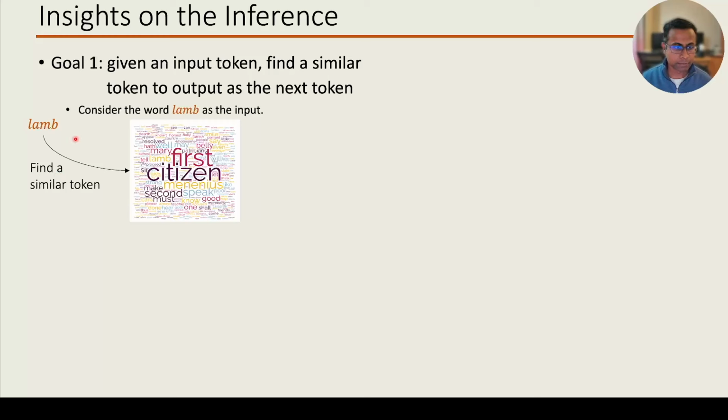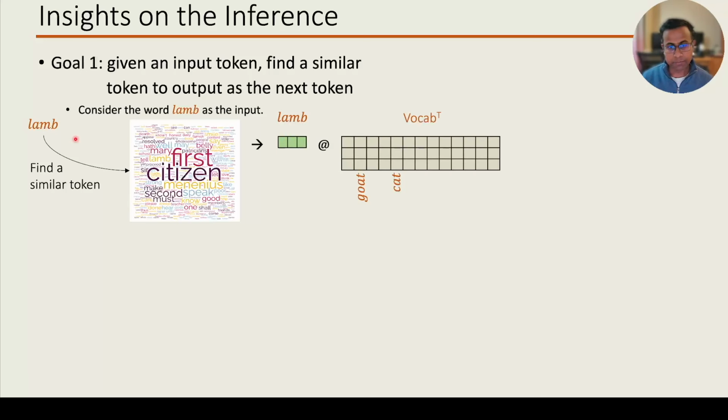Now, one way to think about it is, if "lamb" was not a word but a number, and all the other tokens or words I can produce are also numbers, then it's quite easy. All you have to do is find the number that is closest to "lamb." Now instead, what if "lamb" was represented as a vector, and all the other tokens are also represented as vectors? So "lamb" in this case is a series of numbers, and all your other words like "goat" and "cat" are also a series of numbers, or vectors.